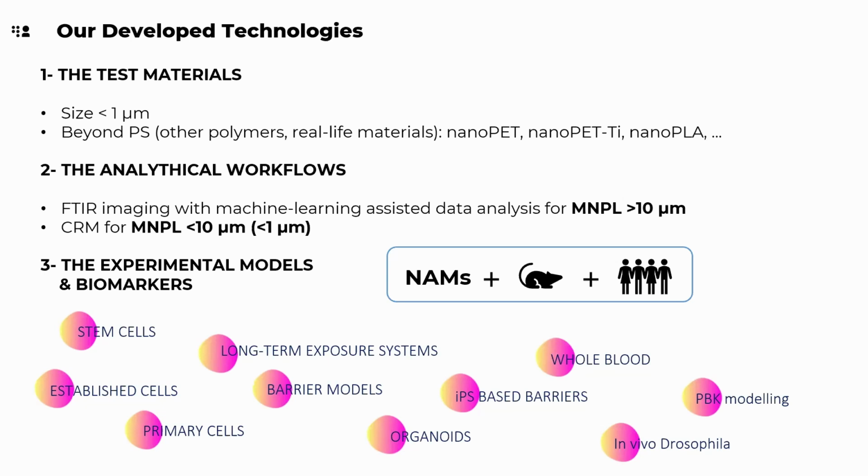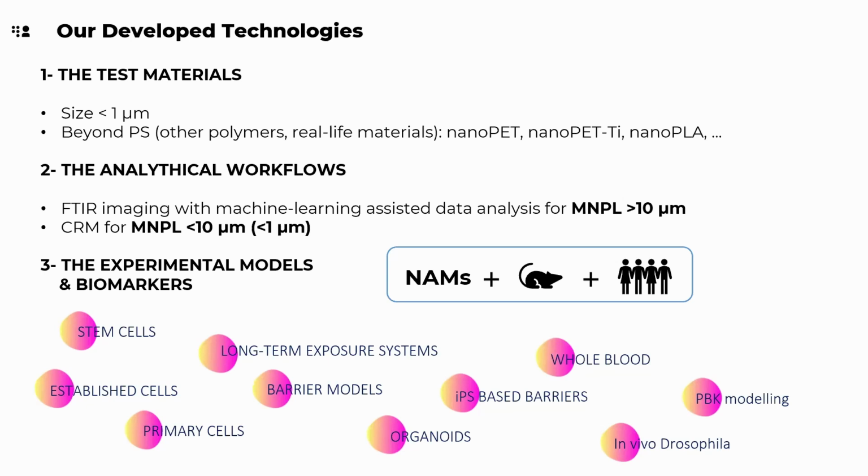did a great effort to obtain new test materials, real-life materials from real plastics beyond polystyrene, and very focused on particle size lower than 1 micron. Then we also developed the analytical workflows that were needed for assessing exposure, and we have relied on 2 different tools or techniques. One is FTIR for what we call microplastics, and the other one is confocal Raman microscopy for those that are less than 10 microns, even less than 1 micron, so what we call nanoplastics.